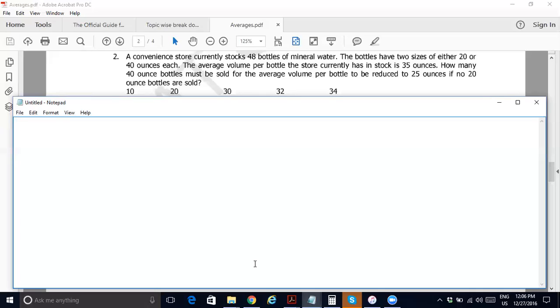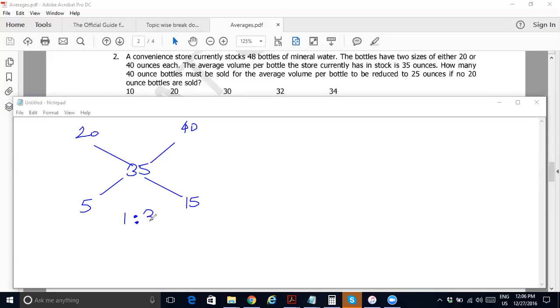So let's stick to what is given to us first. We have 20-ounce bottles and we have 40-ounce bottles. The overall average volume per bottle is 35. That means a 1:3 ratio. Initially the bottles are in the ratio 1:3. Now, combine this with a convenience store currently having 48 bottles. The total number of bottles is 48 and it has to be in the ratio of 1:3. So we can find out the number of 20-ounce bottles and the number of 40-ounce bottles.